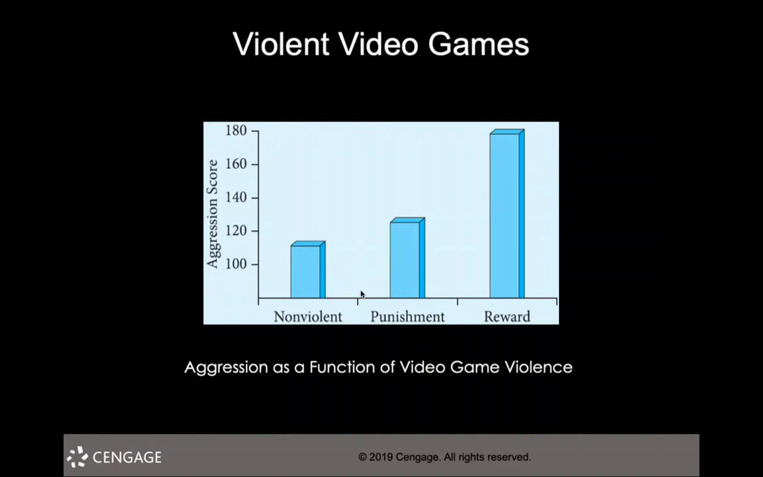So here you see a graph, and you see that in a video game, when participants were rewarded for killing people and doing aggressive acts, and were asked afterward to fill out an aggression assessment, they got very high scores.